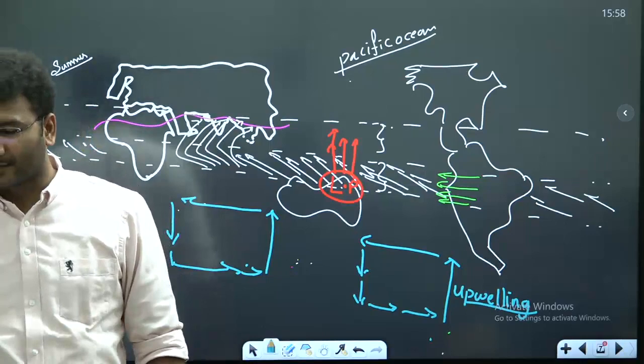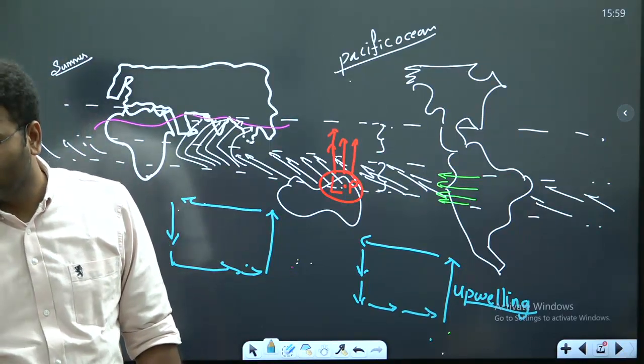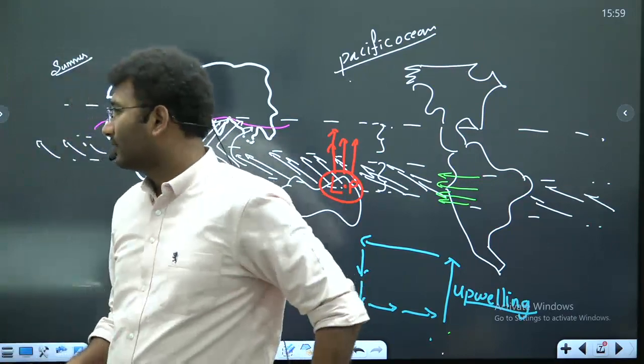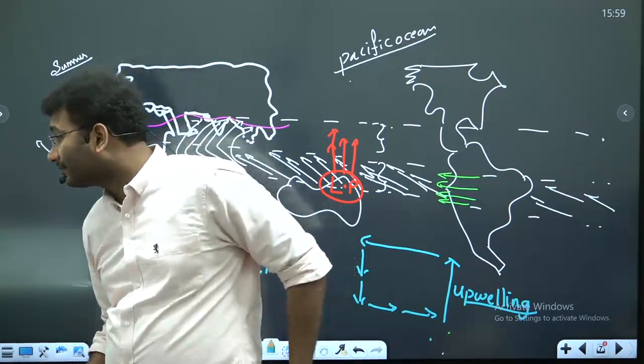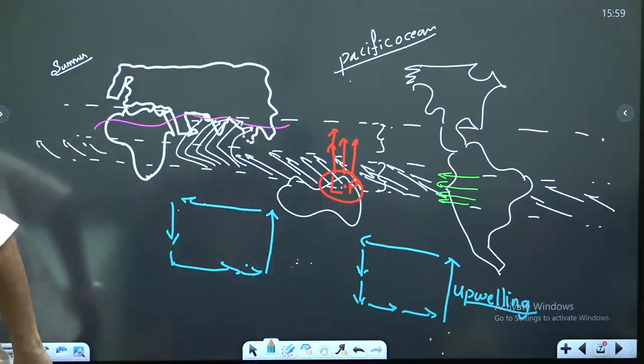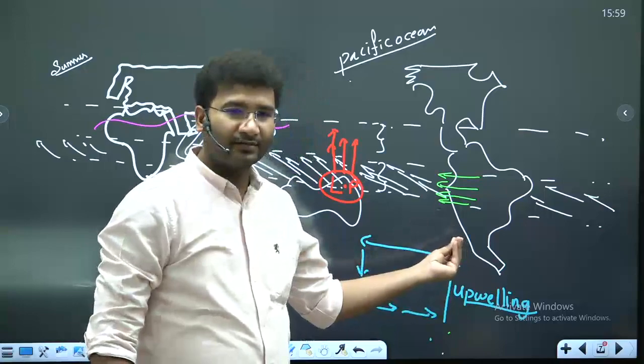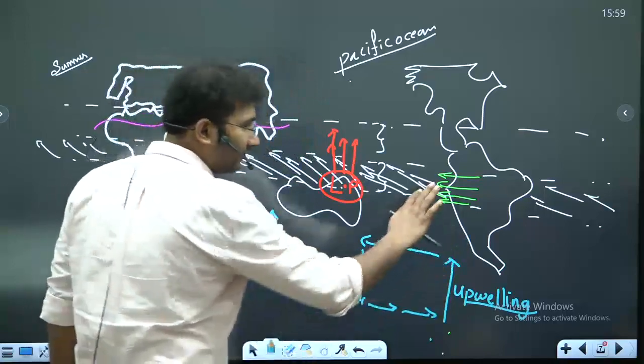Page number 99. Online, please be with me. Page number 99. Down warping. Okay. यहाँ पे upwelling होने के कारण and the weather above.